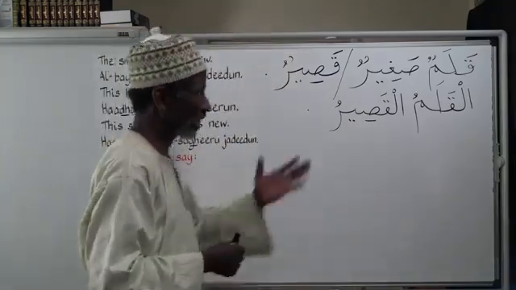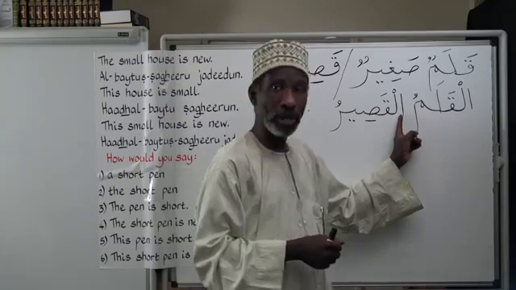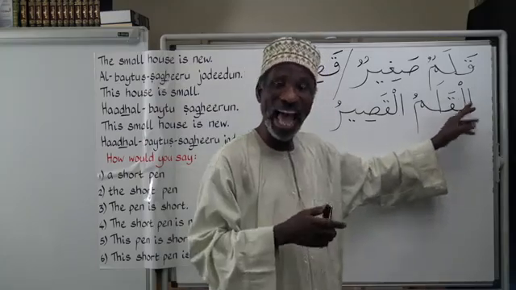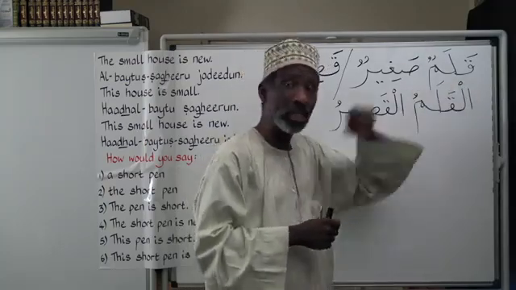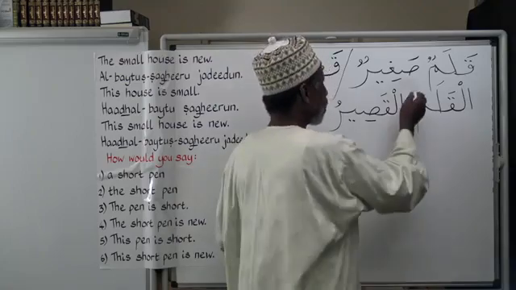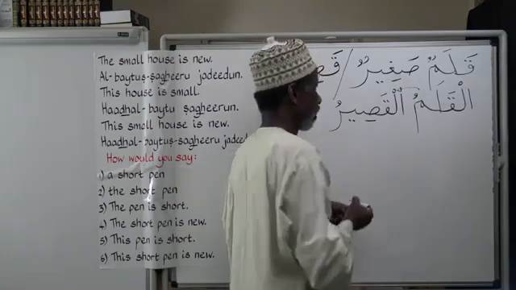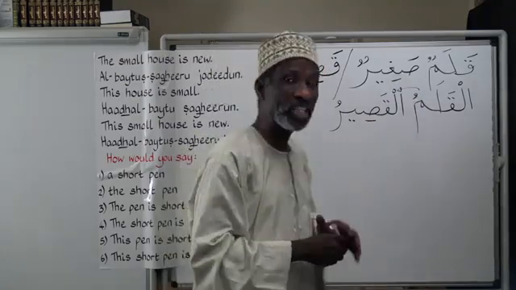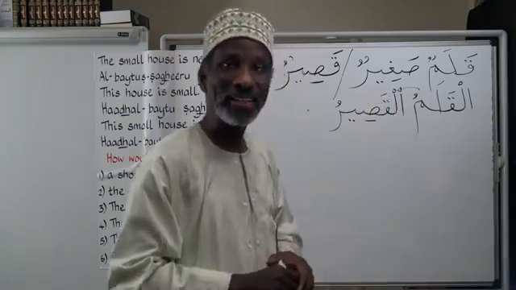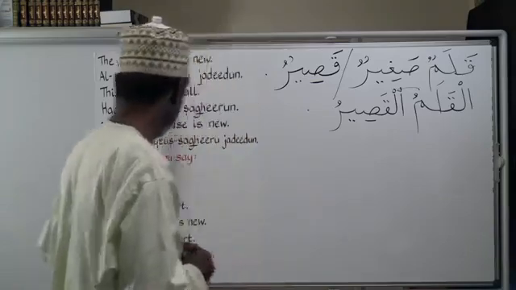القلم القصير. Again, you see alif has been suppressed because it's not at the beginning. When it's at the beginning, you hear it. You say القلم. If it's not, I didn't write it, but you say it. القصير, because qaf is one of the moon letters. Therefore, we retain the sukun on the lam.